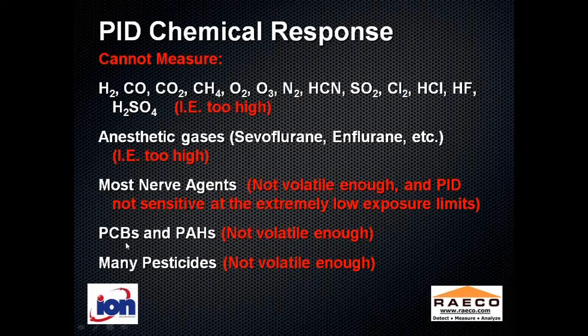PCBs, polychlorinated biphenyls, used in transformers, and polycyclic aromatics, PAHs, are not volatile enough, even though you could, in principle, detect them if you got enough into the air. Many pesticides are similar in that they are not very volatile, so they're often hard. Some of them are fumigants that can be measured, like methyl bromide and methyl isothiocyanate, but a lot of the heavier pesticides that stick around on the plants are designed to be sticky and don't have enough vapor pressure to measure in ambient air with a portable PID.